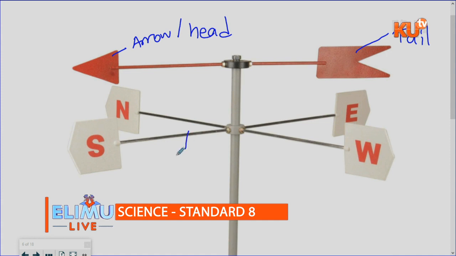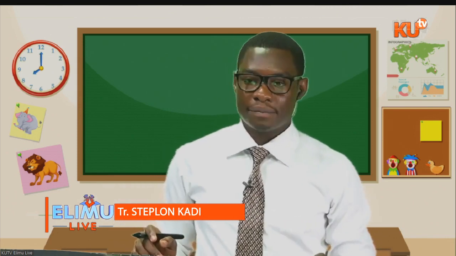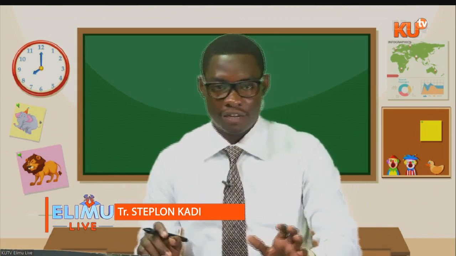You can be asked, what is the function of the compass in a wind vane? The function of a compass in a wind vane is to show direction. When you look at that wind vane, you can see it has the 4 cardinal points. That is the north, the south, east, and west. So that is the diagram of a wind vane.